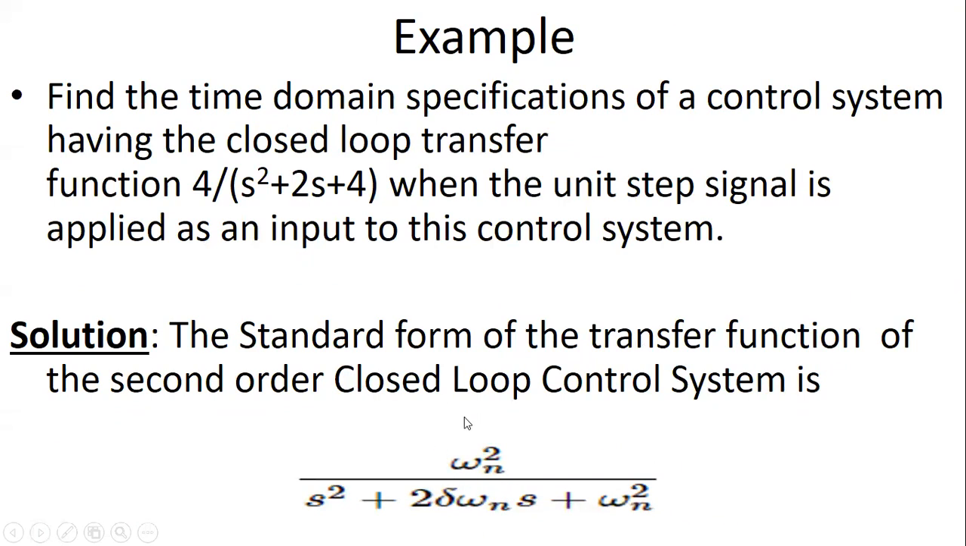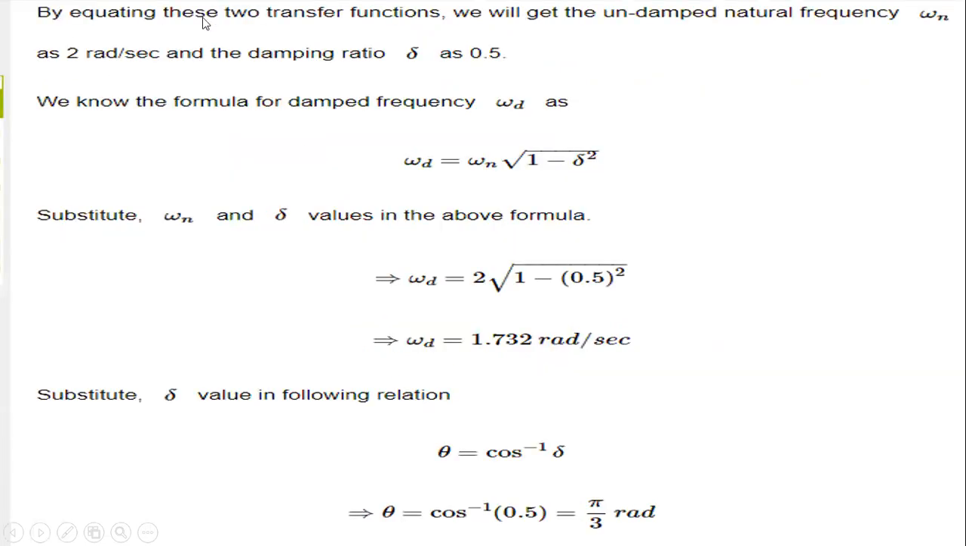Now, if you compare this and this, omega n square becomes 4, and then 2 zeta omega n, we have 2s here. So zeta omega n, or delta omega n, is equal to 1. In that case, by equating these two transfer functions, we get an undamped natural frequency omega n as 2 radians per second and damping ratio delta as 0.5.